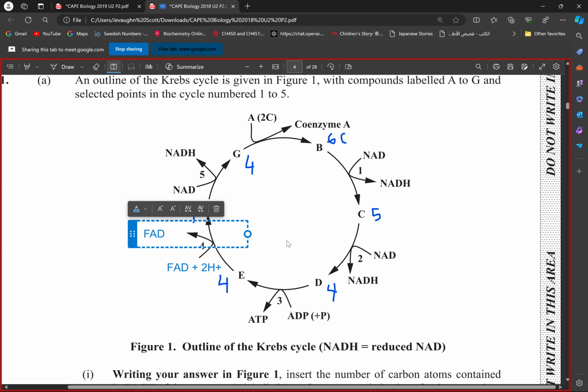So it's FADH2. So FAD, you need 2H to go to FADH2. So that means that for the double cycle, it would be 4H. Yes. Okay. That's how it works.